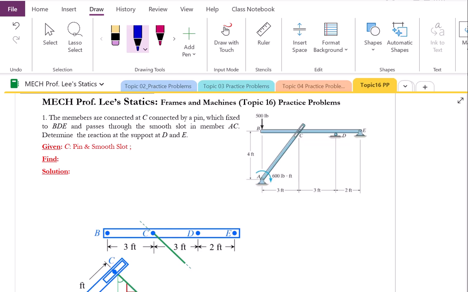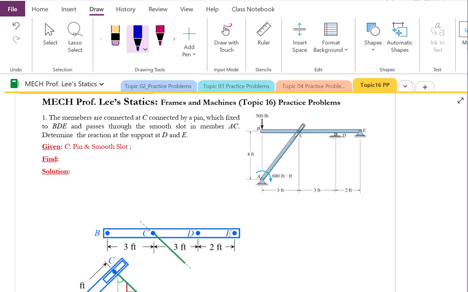Let's solve this problem. In this problem, we have to find the reactions at D and E. And also we see several members are connected to construct a structure, and therefore our strategy must be the frames and machines topic strategy. Therefore we have to be ready to disassemble the members strategically to find the reactions. Let's take care of the given information first.